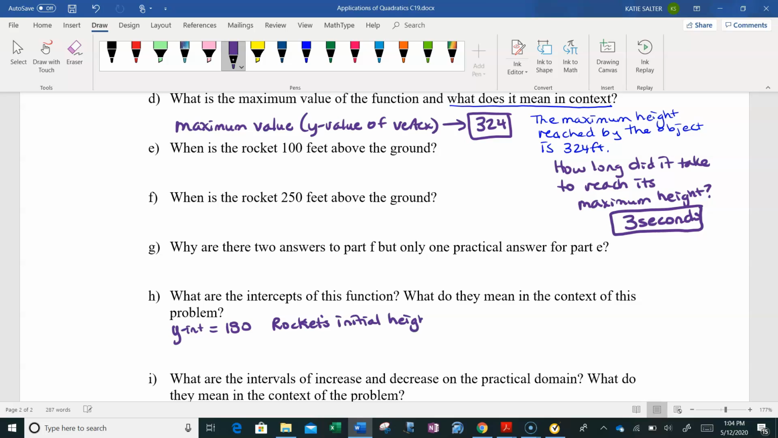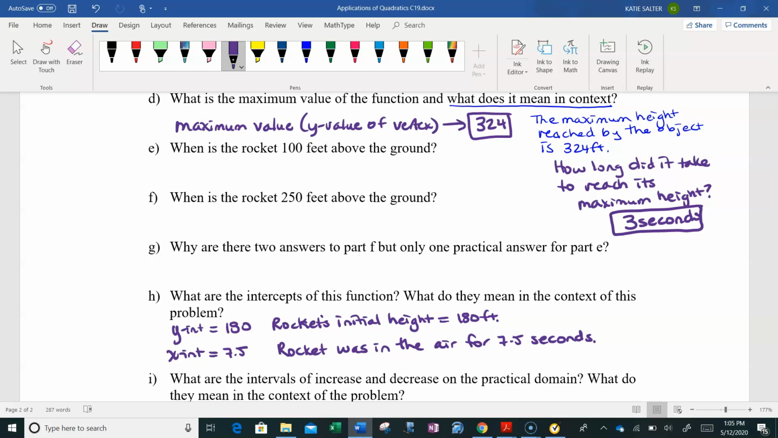So it's the rocket's initial height. Maybe it's being shot off of the top of a building or a really large stage, or who knows, but it's originally 180 feet off the ground. And then the other intercept that's important in the context of the problem is the x-intercept of 7.5. Again, I know there's two x-intercepts, but the other one's negative, so it doesn't make sense. And that represents how long it took for the rocket to reach the ground. So the rocket was in the air for 7.5 seconds. Or it might be, it took 7.5 seconds for the rocket to reach the ground.